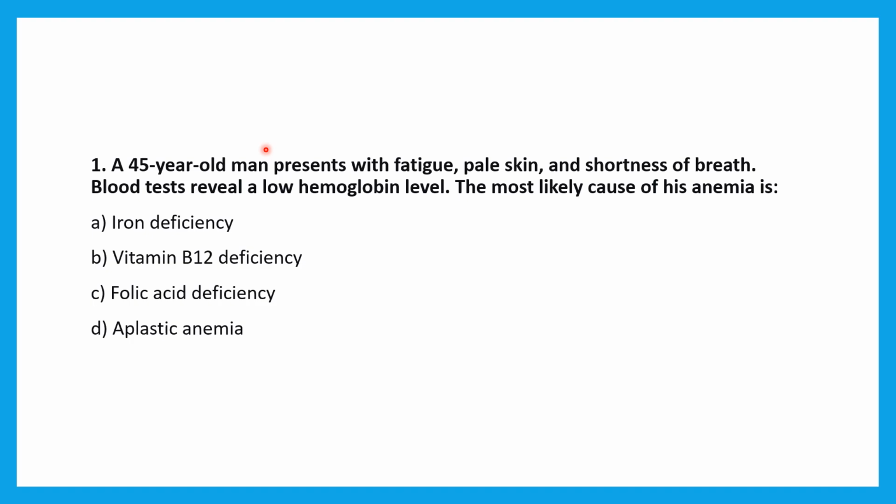So when looking at a clinical scenario question in hematology, look first of all at who they are talking about. A 45-year-old man, right? Then what signs and symptoms is this man showing? Fatigue, pale skin, and also shortness of breath. Those are symptoms. What is the lab saying? Low hemoglobin level. Then we can come to a conclusion. Which type of anemia has got these presentations?